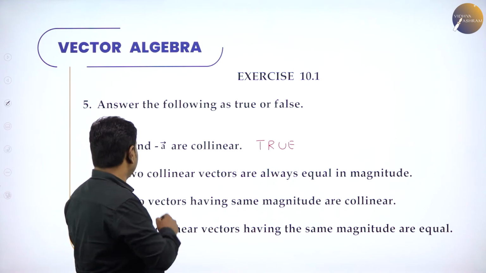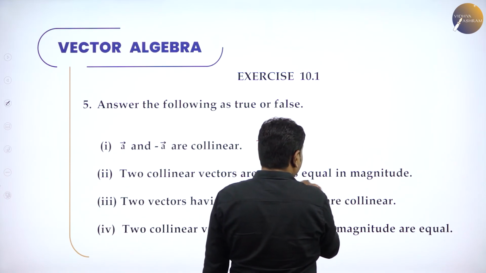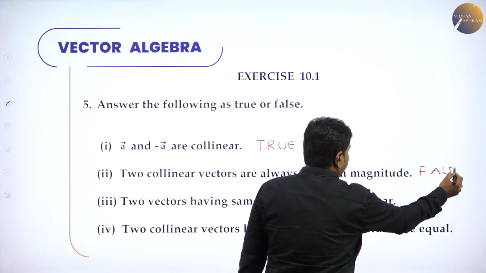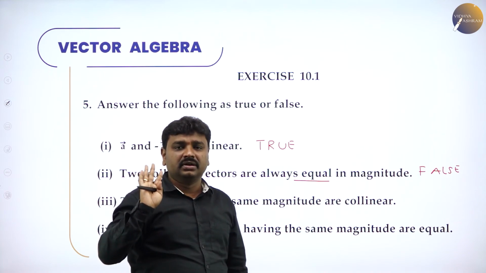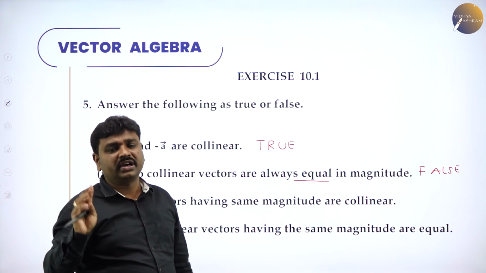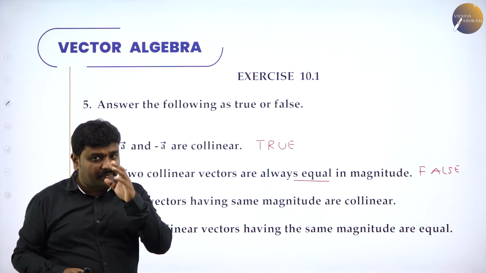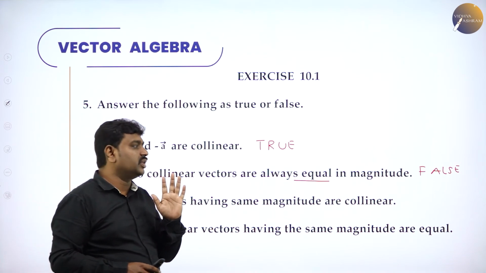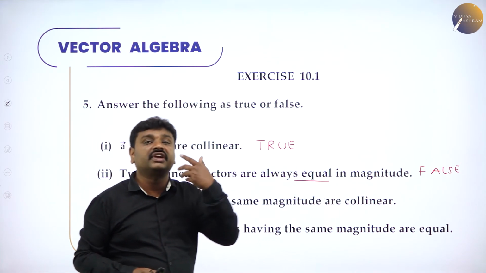Two collinear vectors are always equal in magnitude. Not necessary. False. Why false? Because collinear vectors means what? They should be parallel to the same line. We are not bothered about magnitude and direction. While defining, I taught you, two vectors are said to be collinear if they are parallel to the same line irrespective of magnitude and direction. So it is not necessary they should have the same magnitude. They may have different lengths.